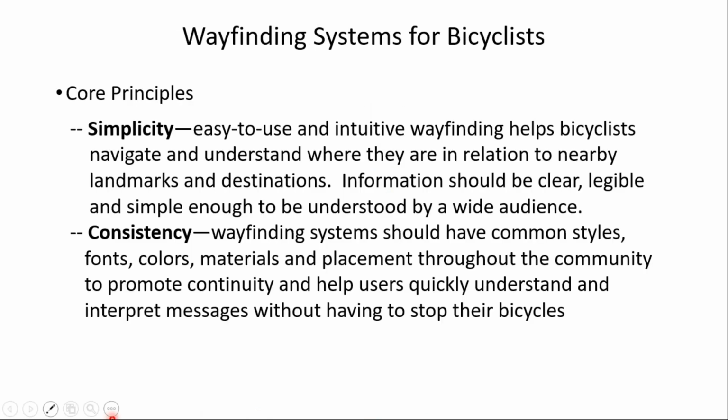Wanted to mention briefly wayfinding systems for bicyclists. Some of the core principles would be simplicity. It should be easy to use and kind of intuitive wayfinding to help bicyclists navigate and understand where they are in relation to landmarks or destinations. Consistency. There should be sort of a common style, fonts, colors, materials, placement throughout the community to help promote continuity and help users quickly understand and interpret messages without having to stop their bicycles.